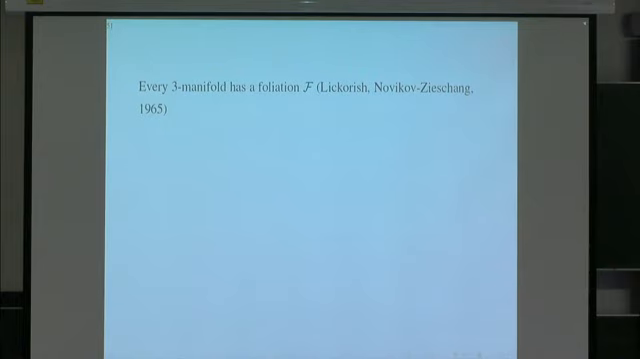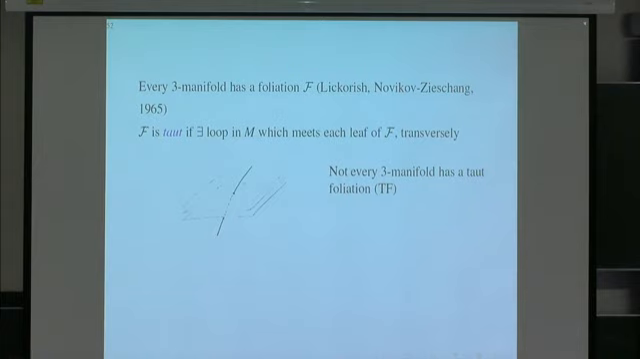To get some mileage out of this, you need to impose some additional condition, and there's this notion of tautness, which I believe was introduced by Dennis Sullivan. Again, I'm only talking about 3-manifolds now. You say that this foliation is taut if there's a loop in the 3-manifold that meets every leaf, and it meets every leaf transversely.